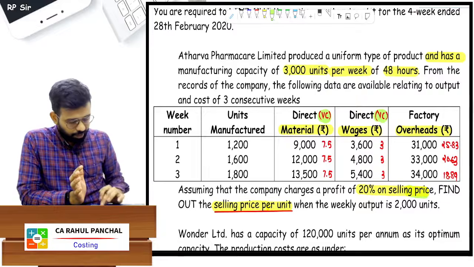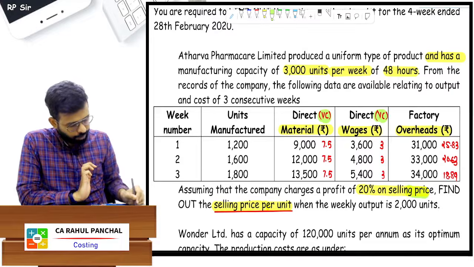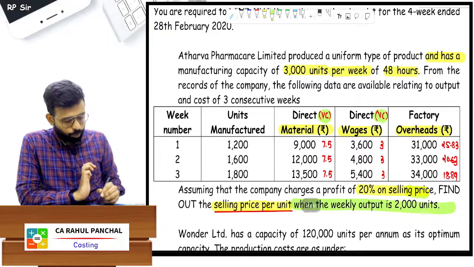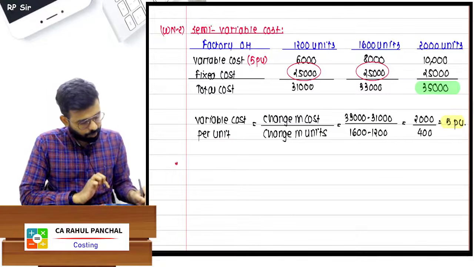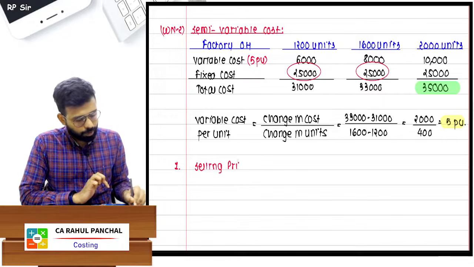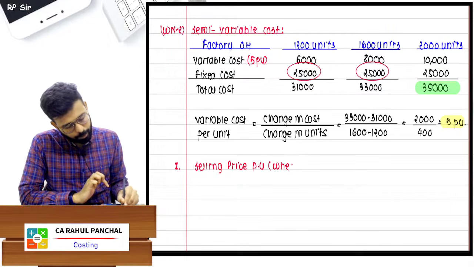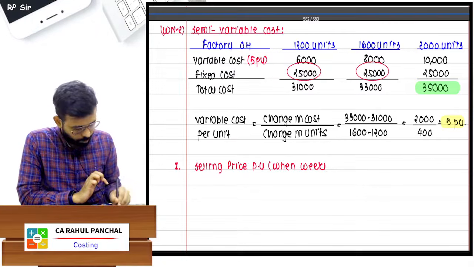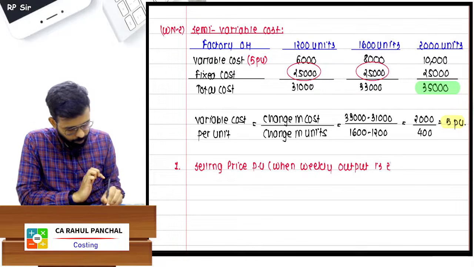So what they were asking is the selling price per unit when you produce 2000 units. So now the final answer, selling price per unit. Earlier were working notes, now selling price per unit when weekly output is 2000 units.